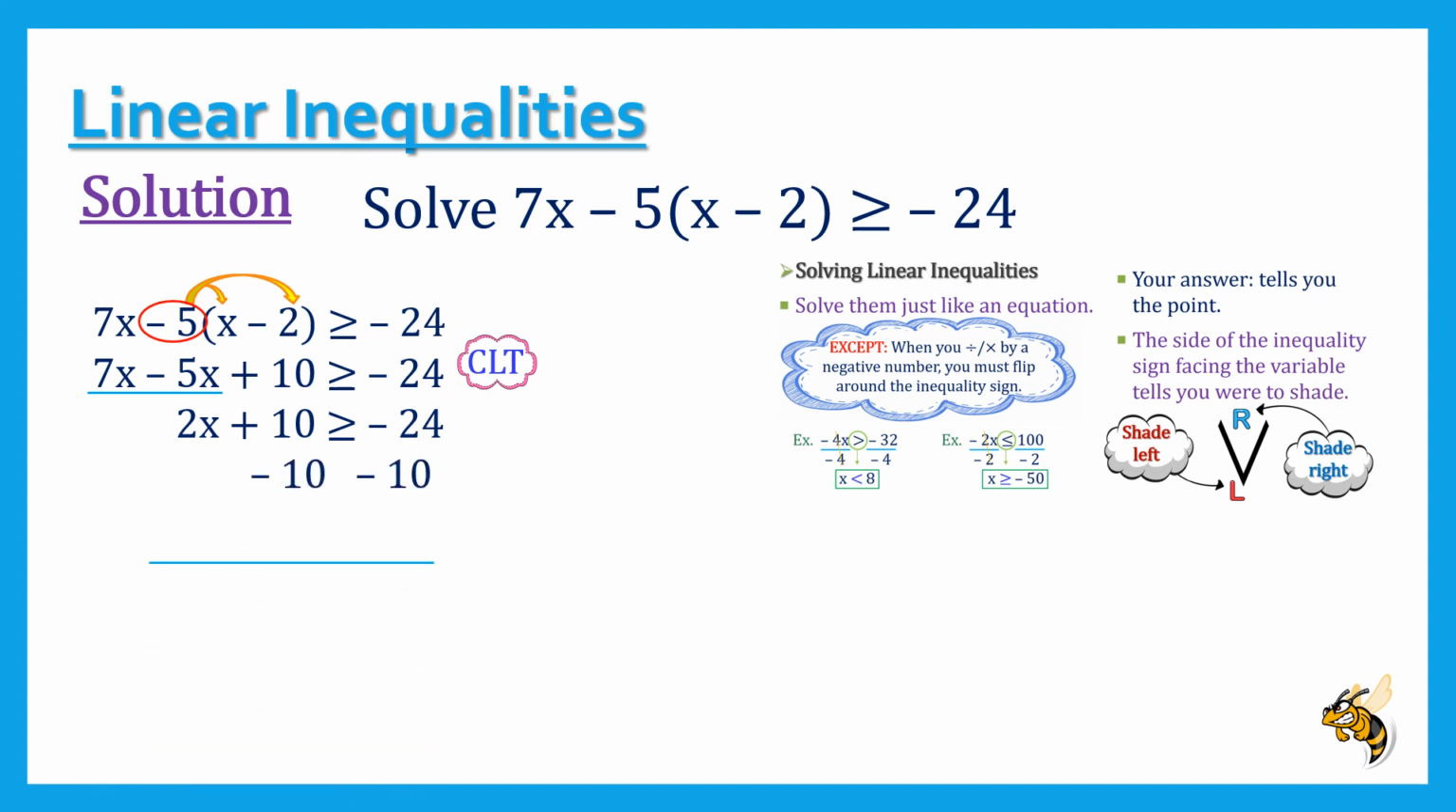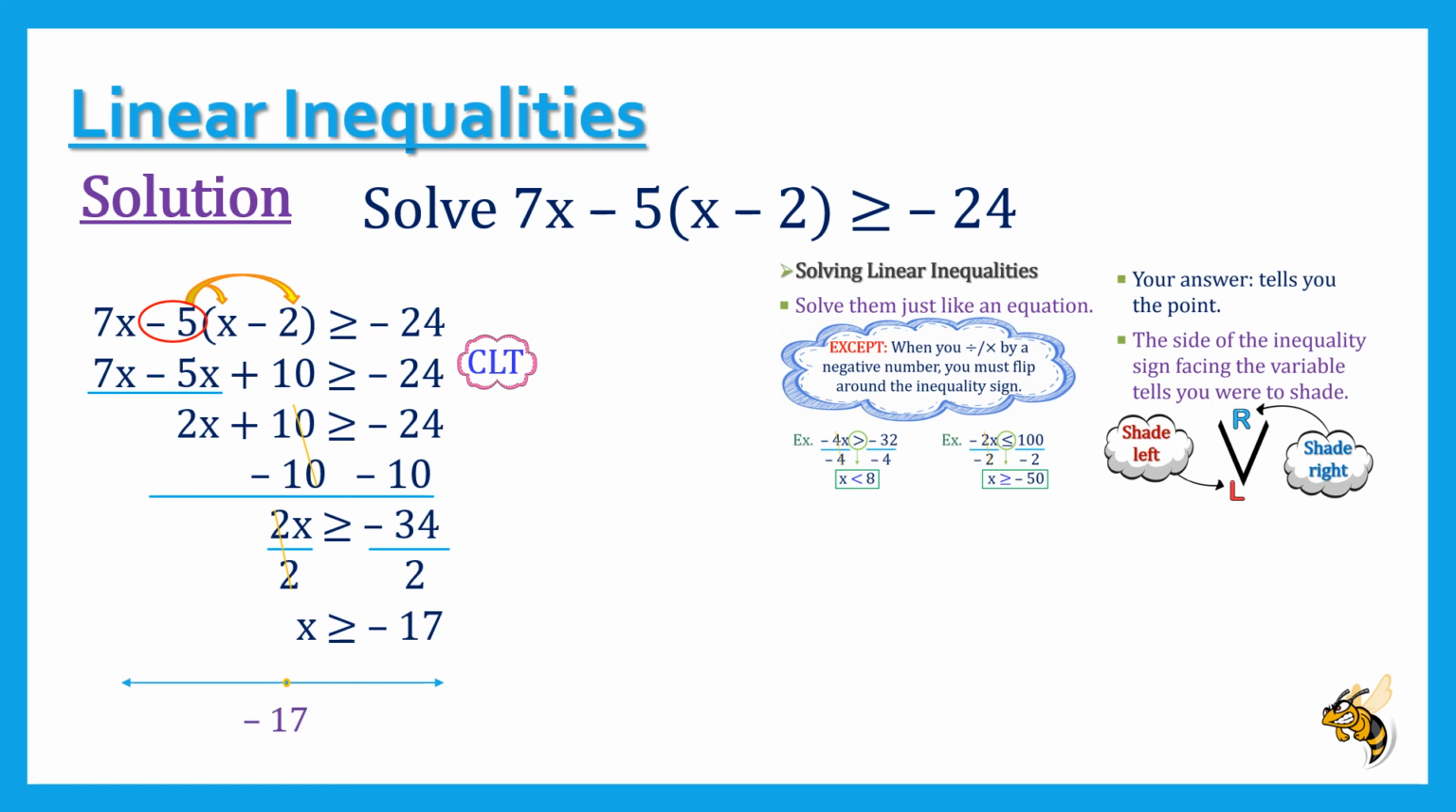We want to subtract 10 from both sides. 2x is greater or equal to negative 34. Divide both sides by 2. Therefore, x is greater or equal to negative 17. The only point that is important to me right now is the negative 17, which goes on a number line.